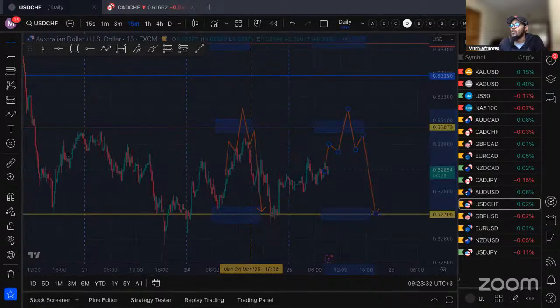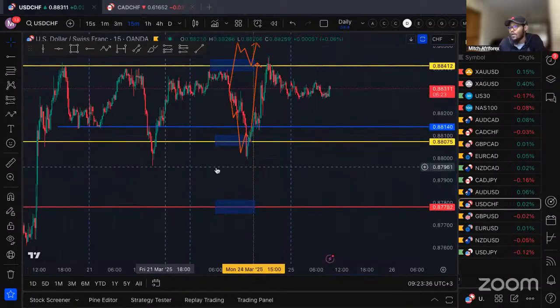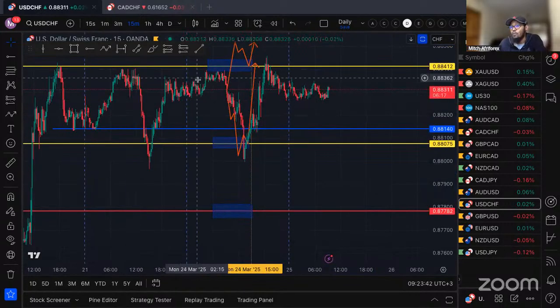As we move on to the next US dollar pair, right here, the US dollar against the Swiss franc is the pair that we do have. Similar situation with the Australian dollar against the US dollar. Yesterday, our bias was to look for buying opportunities. And it seems this market is definitely within our range.